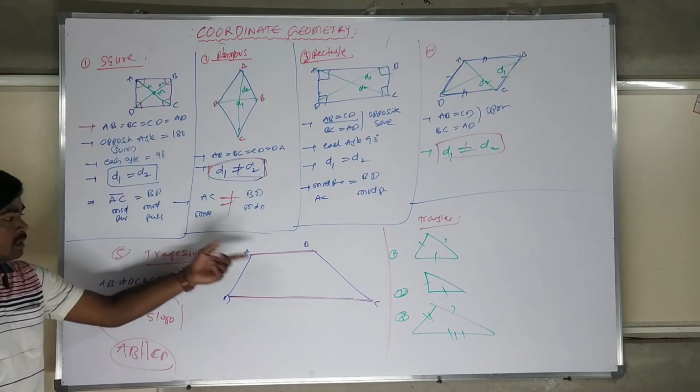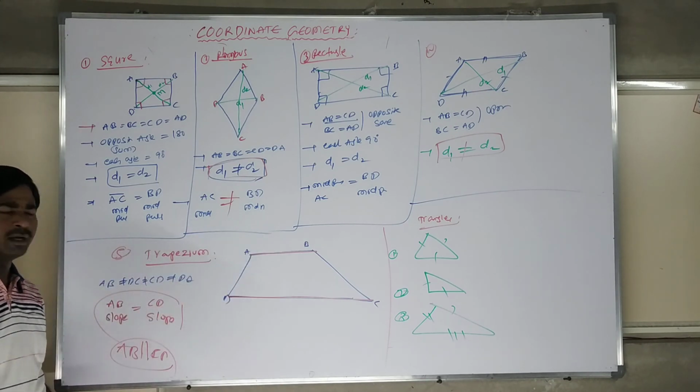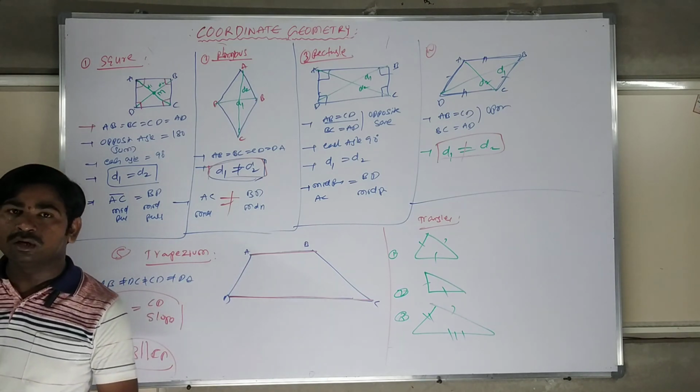Next, if all sides are different and the slopes of these two sides are the same, we can say it is considered a trapezium. This is the way we can identify and justify quadrilaterals.